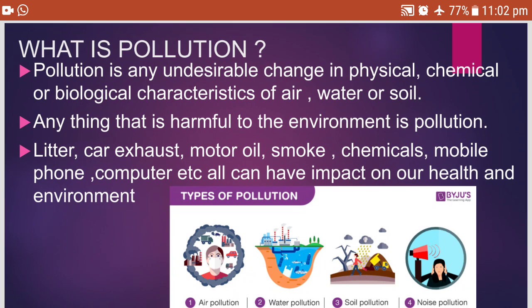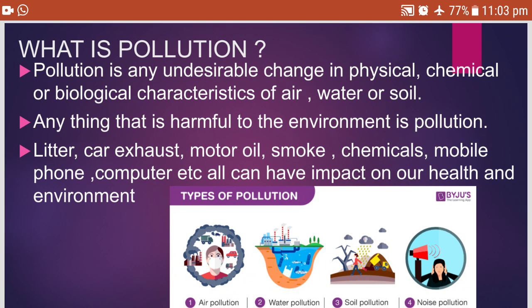Now children, before starting that, you should also know what pollution is. Pollution is any undesirable change in physical, chemical or biological characteristics of air, water or soil. Anything that is harmful to the environment is pollution. Litter, car exhaust, motor oil, smoke, chemicals, mobile phone, computer, etc. all can have an impact on our health and environment.